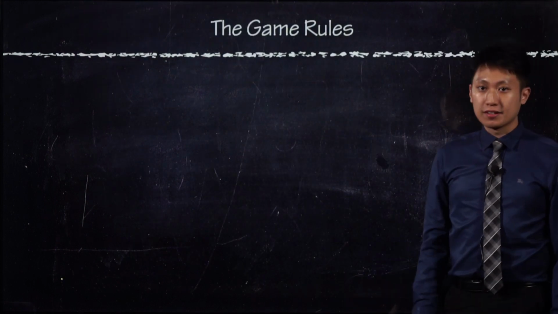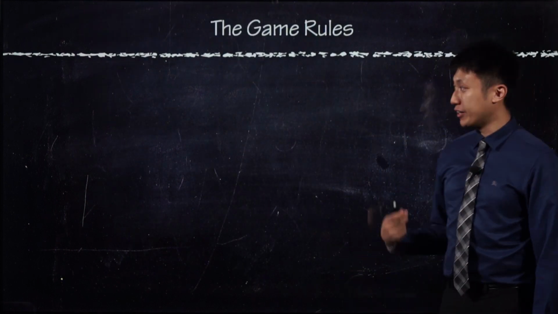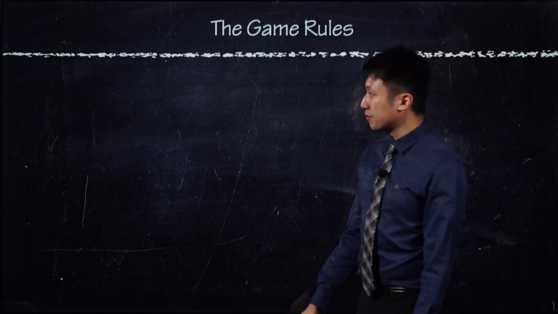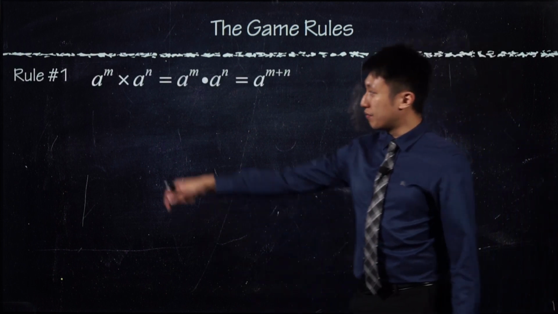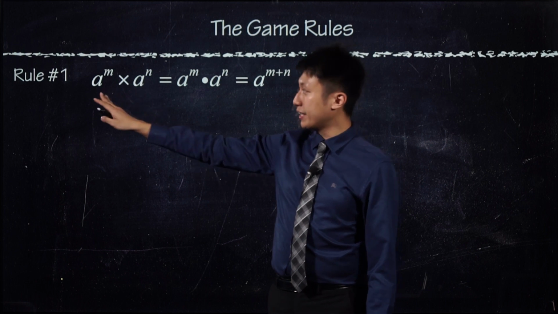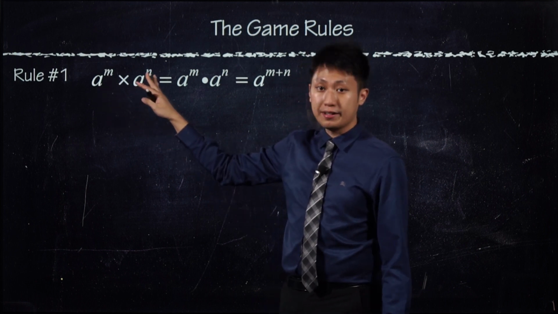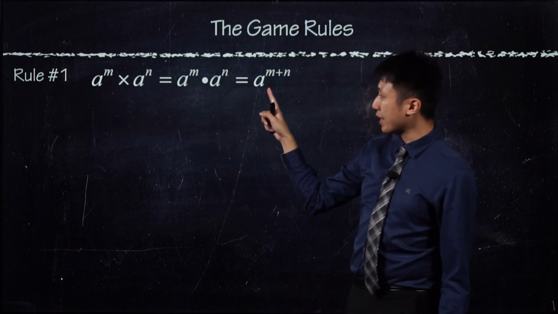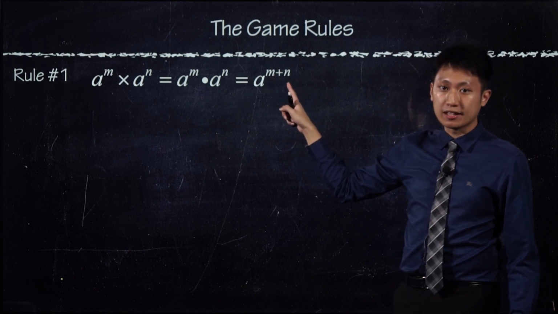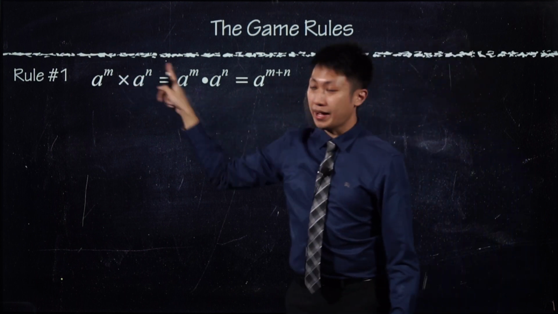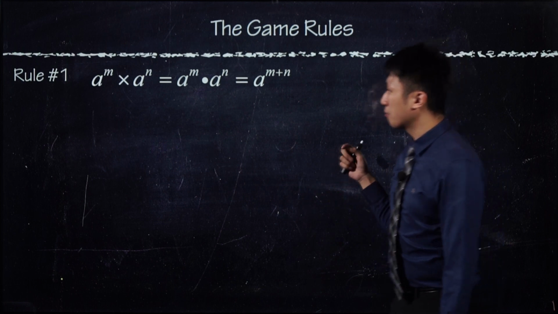Okay, the game rules. Before we dive in to play this game, you've got to know the rules for powers. Rule number 1: if you have the same base, a to the power m times a to the power n, you multiply them, then you get a to the power m plus n. So with the same base, the powers add up. Let's look at an example here.